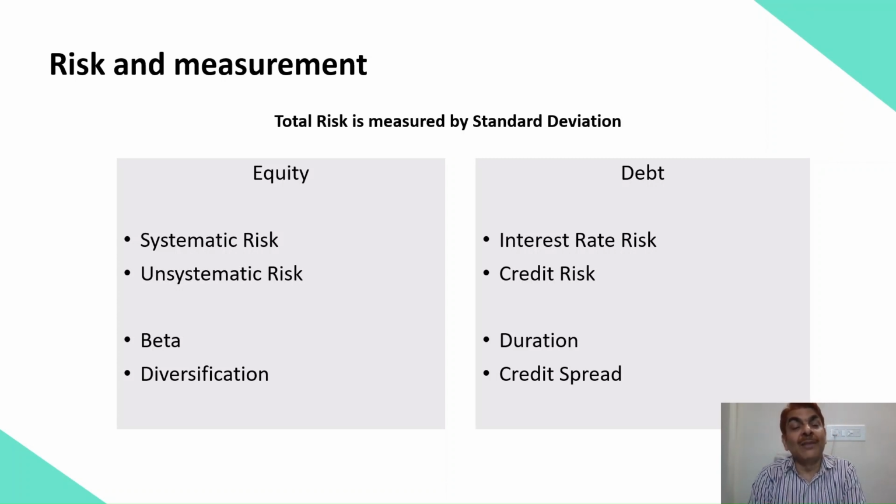Together, these two risks are measured by something called total risk, and the measurement of that is called standard deviation. Total risk is measured by standard deviation. Right? That is on the equity side.